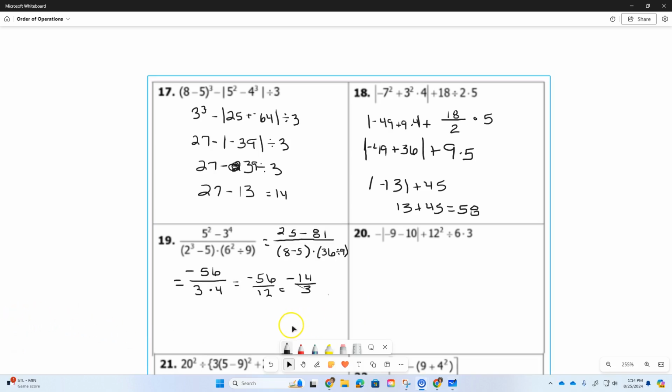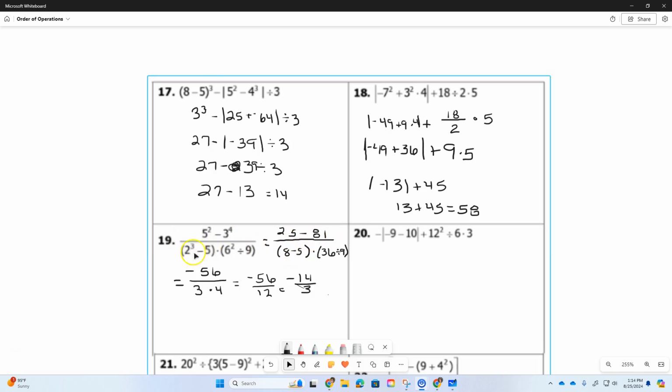Okay, so I worked this one out and I got -14/3, and we'll talk about the best way to leave your answer. I'm going to walk you through this real quick. I did 5 squared first. I got 25, and then I did 3 to the 4th power. That means 3 times 3 times 3 times 3. I got 81. Then I went ahead and drew my fraction bar.